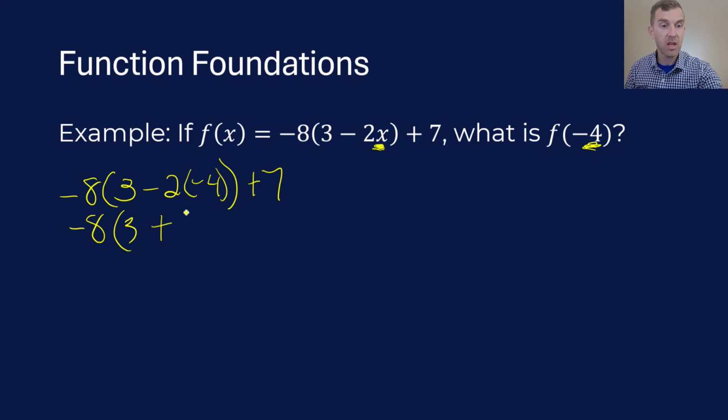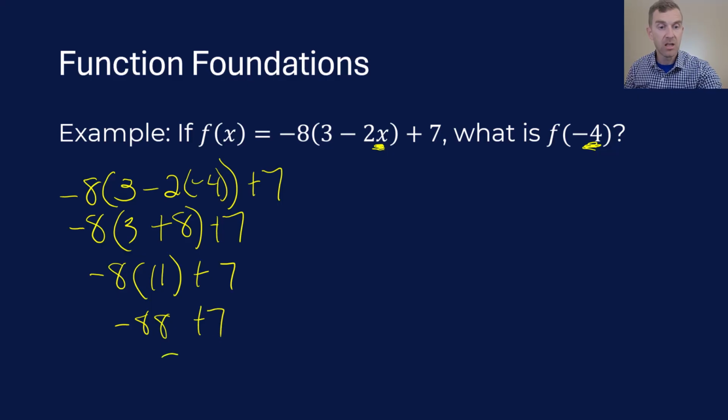Negative times a negative gives me a positive 8. Now I have my parentheses addition, so I'm going to do 3 plus 8, which is 11. Now I have multiplication, that's negative 88 plus 7 to get me to negative 81. So I can say that f of negative 4 equals negative 81. Now there are a lot of negatives there, and I may make a very simple mistake, and I can guarantee that multiple choice options will have all those potential errors you could make with the negatives. So you want to make sure to avoid that.